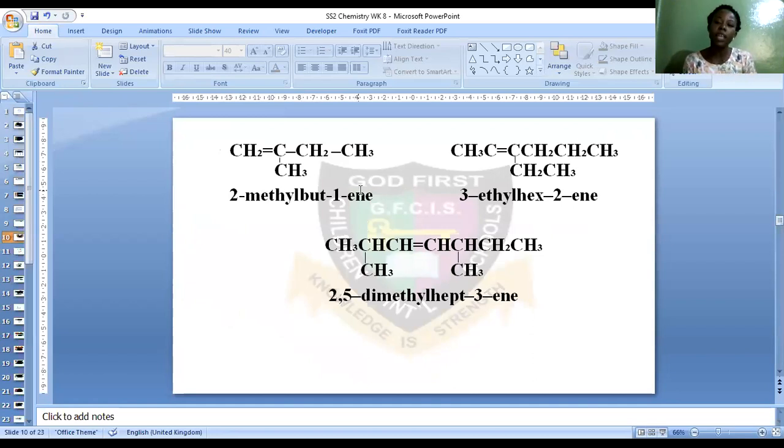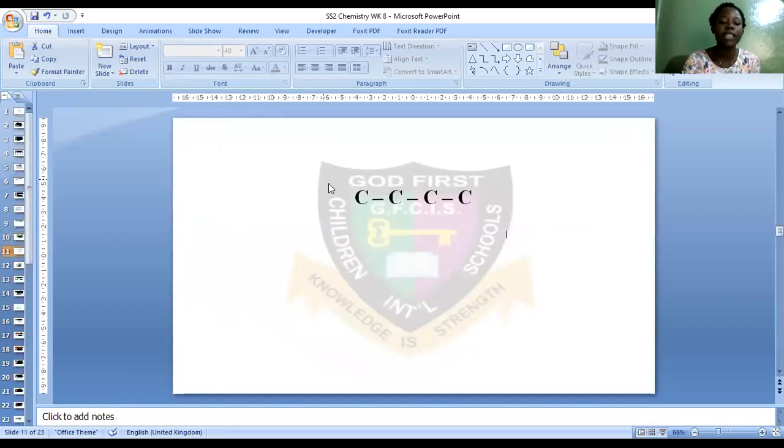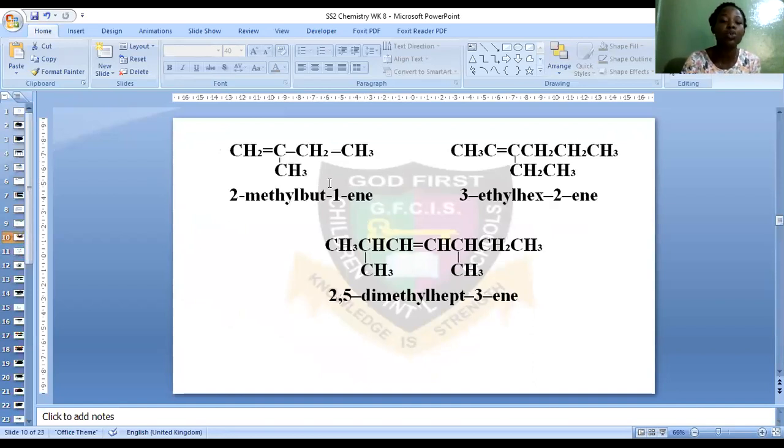So you are given a name of a compound and you are asked to write the structure. How do you go about it? Let me demonstrate it. The name was 2-methyl-but-1-ene. So the parent name is but, that's 4 carbon.